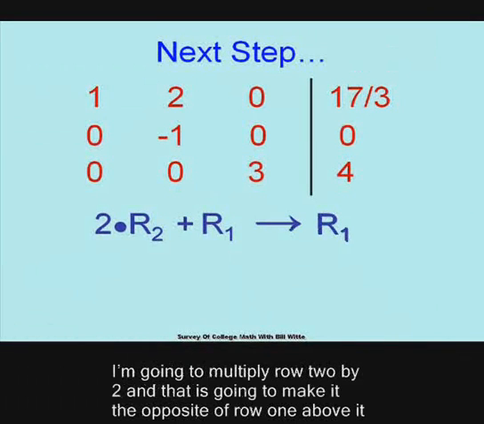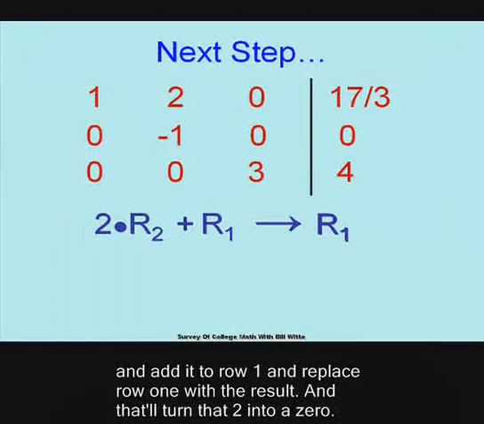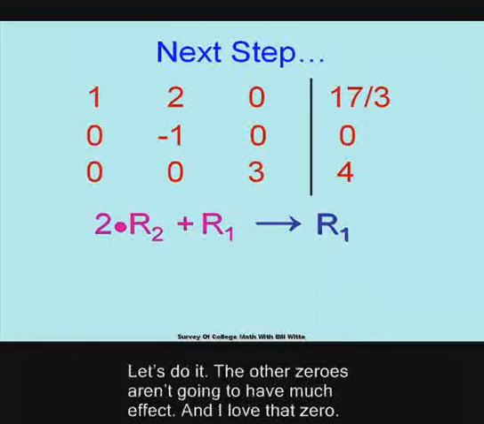I'm going to multiply row 2 by 2. And what's that going to do? That's going to make it the opposite of row 1 above it, isn't it? Multiply that -1 by 2 and add it to row 1, and I'll replace row 1 with it. I'm not even looking at the zeros. And that'll turn that 2 into a 0, won't it? Let's do it. The other zeros aren't going to have much effect.